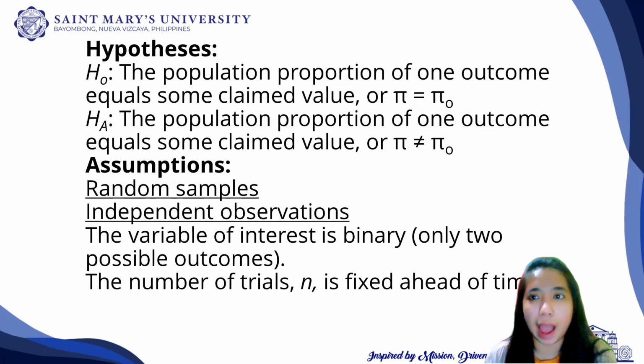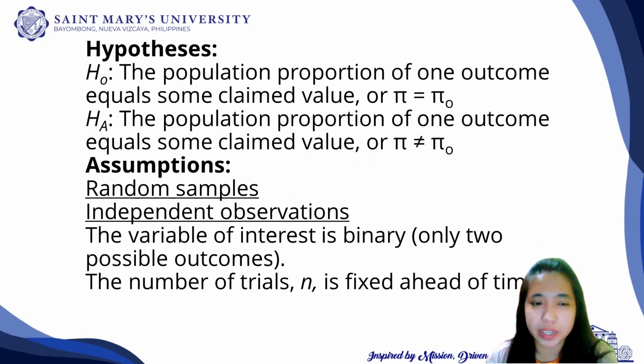So here are the hypotheses if we are going to use the binomial test. First, of course, the null: the population proportion of our one outcome equals some claimed value. Our alternative is, of course, that the population proportion of one outcome does not equal the claimed value, which means it's not equal.